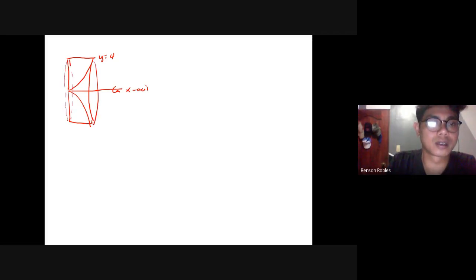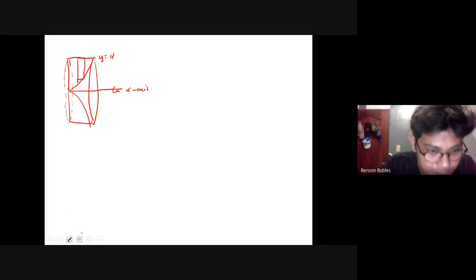Okay. So again, earlier we have a region. This one, y equals 4. And this is the x-axis. Okay, and this is the axis of revolution. So this is the solid we are forming. Sorry for the bad drawing. Okay, and this is the element chosen.